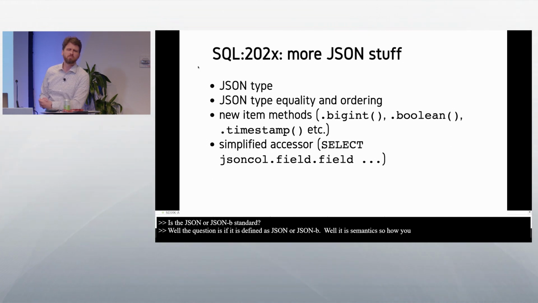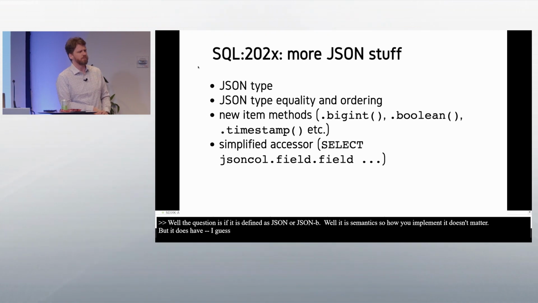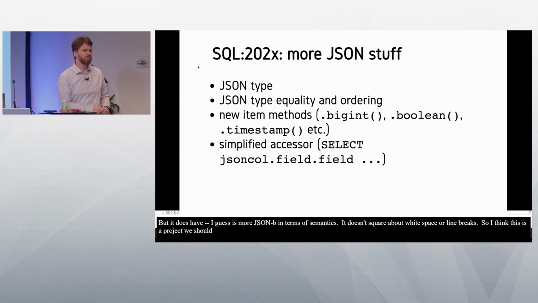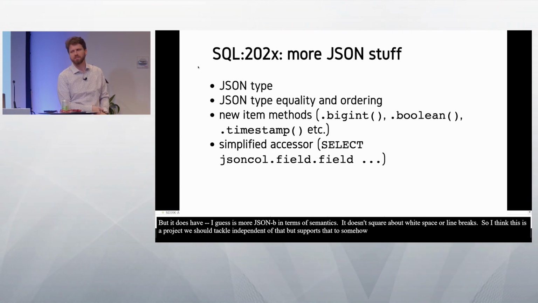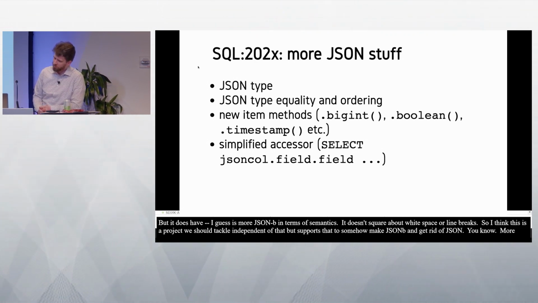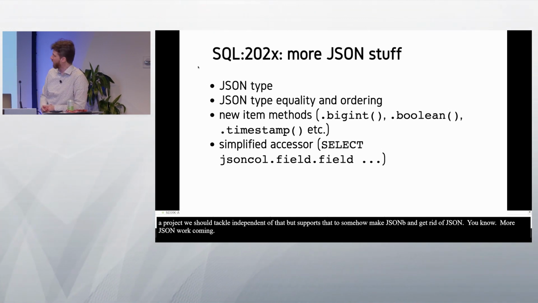I guess it is more like JSONB in terms of the semantics, because it doesn't care about white space and line breaks, and so I think this is a project we should tackle independent of that. But maybe this supports that we somehow make JSONB really JSON and get rid of JSON, that kind of stuff. So yeah, more JSON work coming. I've been trying to encourage some people, but I think a lot of people are burnt out right now, so we'll maybe let that sit for a little while and come back to that.